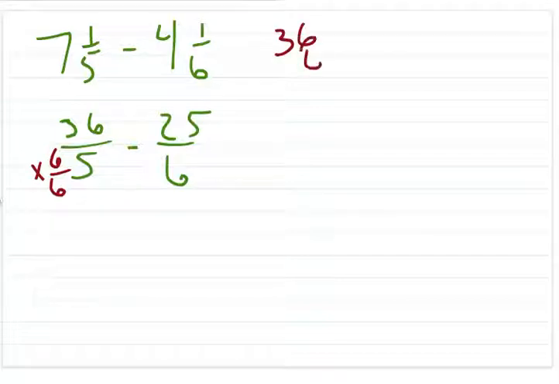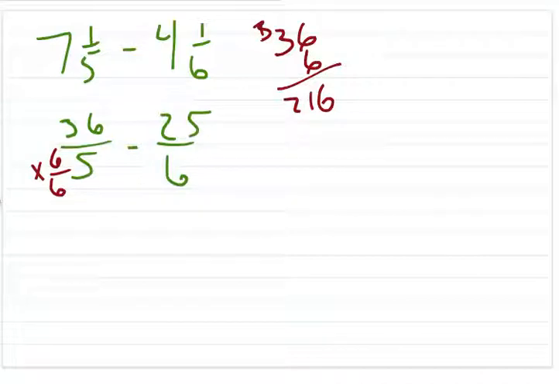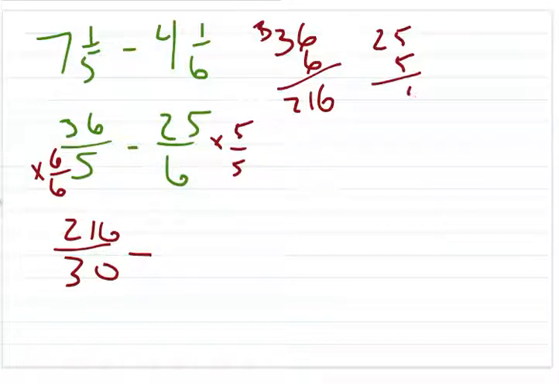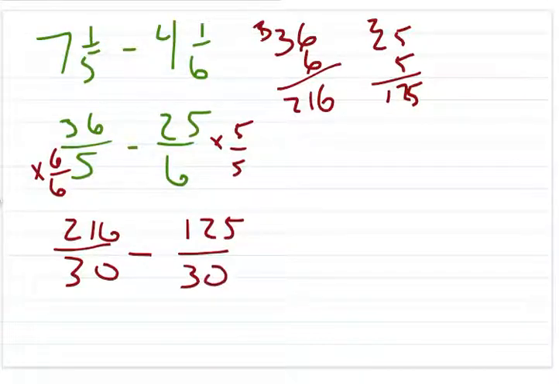36 times 6 is, 6 times 6 is 36, 6 times 3 is 18, 216. So I have 216 thirtieths minus, and 25, I've got to multiply by 5. 5 times 5 is 25, 2 times 5 is 10, plus 2 is 12, so 125. So 125 thirtieths. And again, this is really messy. This is a problem where you would probably not want to use the improper fraction way of doing this.